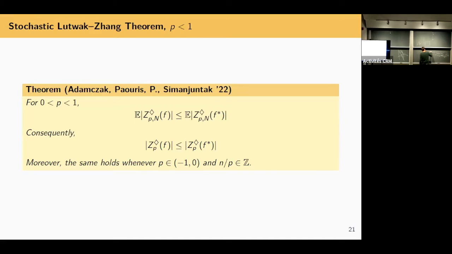All of the 0, 1s are good. Some of the P's in -1, 0 are good. I don't know how to do them all because our proof uses some technical condition. And as long as n over P is an integer, we have an argument that works for those bodies. Seems like something purely technical, but okay, we don't have it for all.